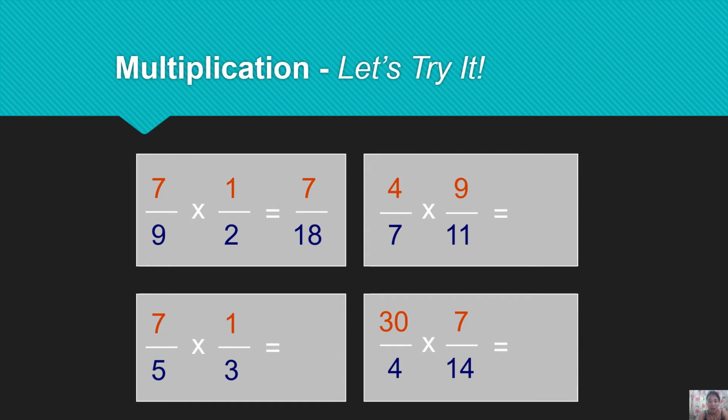Okay, 4 times 9, that is, then 7 times 11 is, yes, that's 36 over 17. Next, 7 over 5 times 1/3. The answer is, okay. How about 30 over 4 times 7 over 14? Yes, so that's how we're going to multiply fractions.